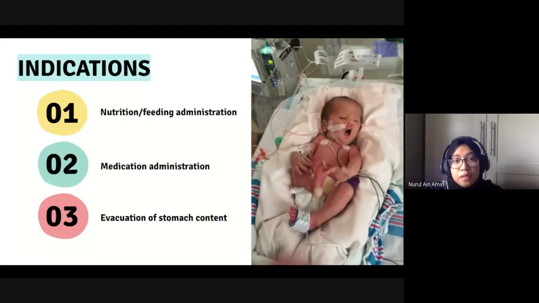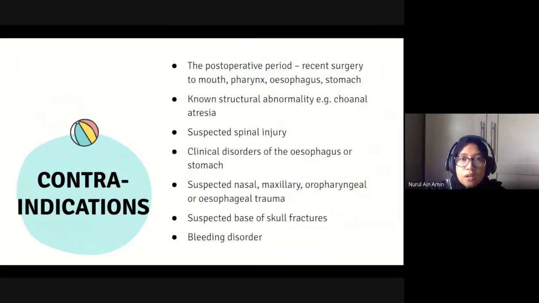Okay, next is for medication administration. It usually provides a safe access route into the GI tract for the medication administration. And next, for the evacuation of the stomach content. For example, we can remove the air or even drain the stomach content, for example, during bowel obstruction and such. The contraindications of this tube include the post-operative period.